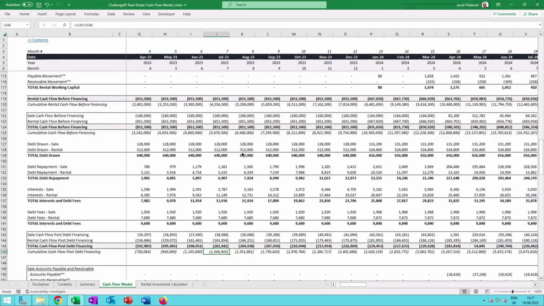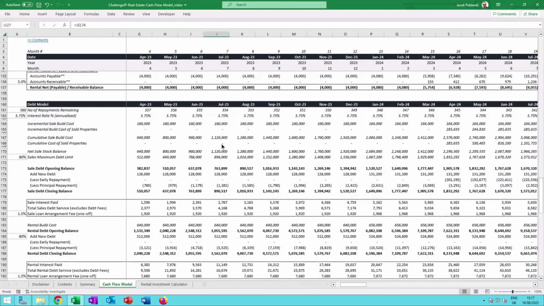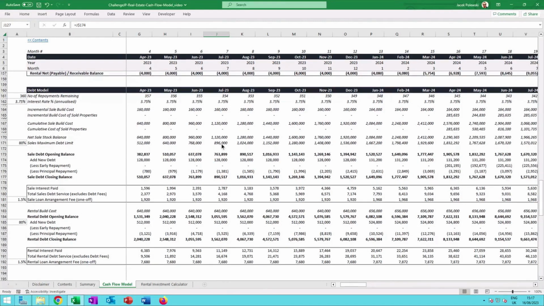Now let's very quickly look at the debt model, which is over here. So you will see that I have a debt model here for my sell properties and rental properties done separately. So the debt model here is relatively straightforward. I'm assuming that my build costs can be financed through a loan at, let's say in this instance, 80%.